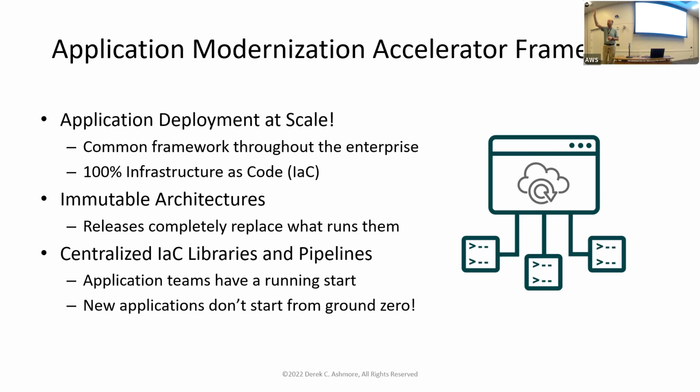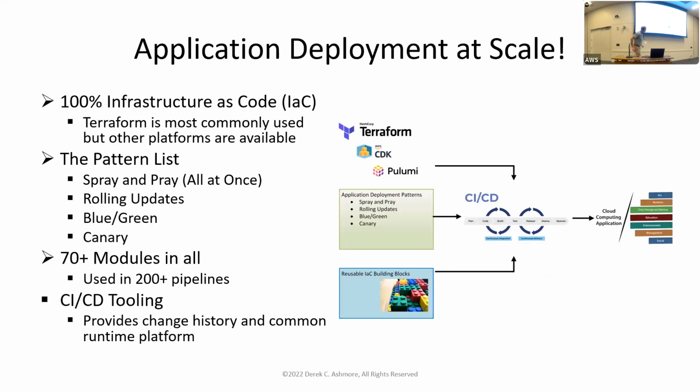Show of hands, who uses immutable architectures? Okay, I'm hoping to convince people to up that percentage. And we also leverage centralized infrastructure code libraries and pipelines so that application teams don't have to build what we built. And basically, we roll that out to enterprises at scale.